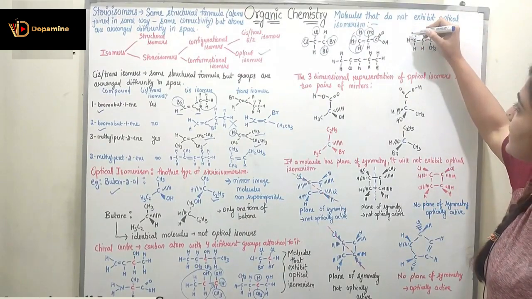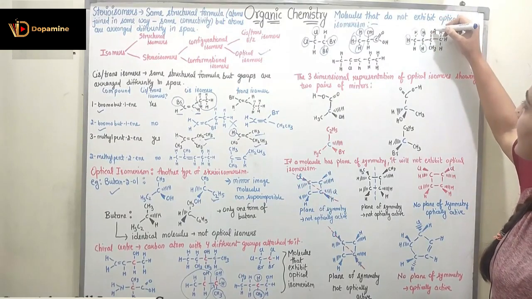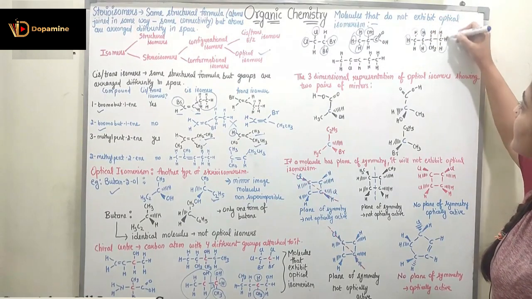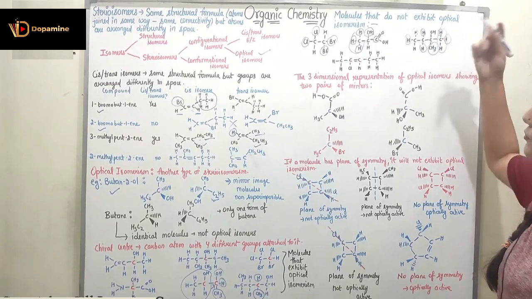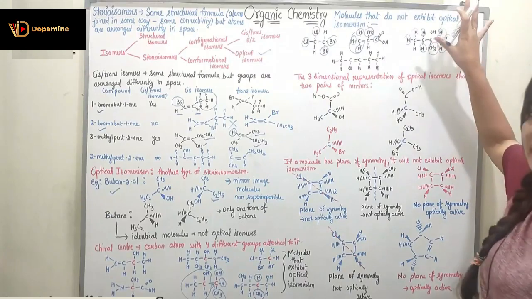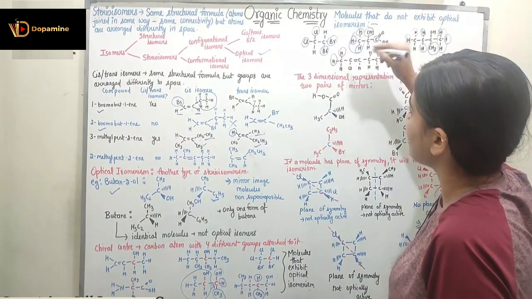So here you can see two hydrogens same, two hydrogens same. Now here we have the connection with CH3 and CH3. Right, so again here two hydrogens same. So all of these are not chiral centers. So here we have two hydrogens, this carbon is not chiral.